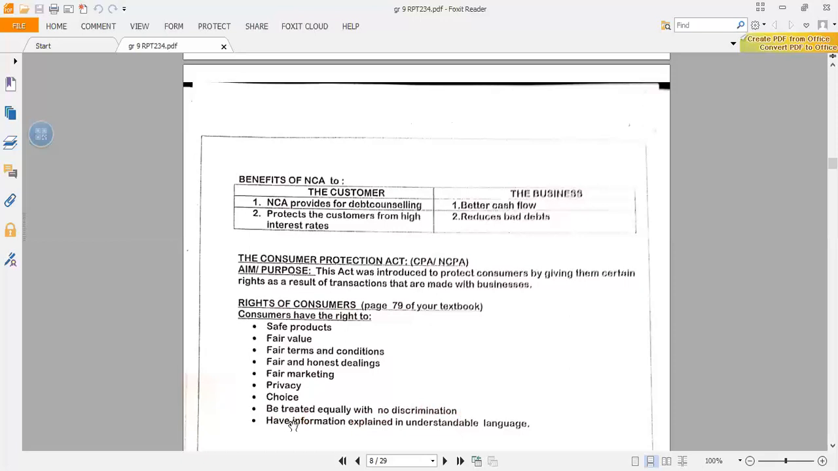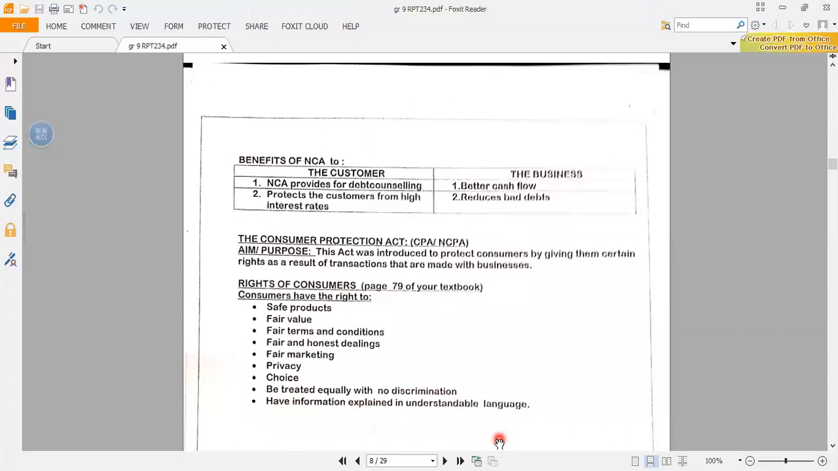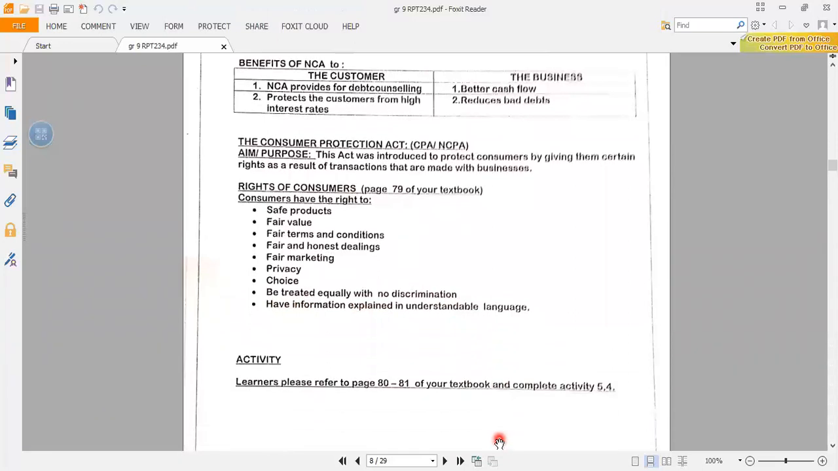And consumers have the right to have information explained to them in understandable language. That is very, very important. Okay, learners, before they conclude that transaction, consumers must know and understand the transaction.